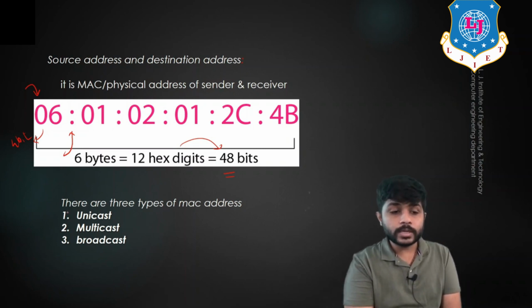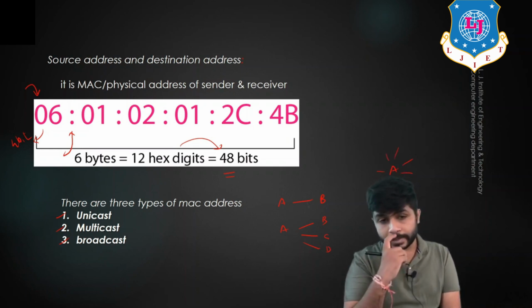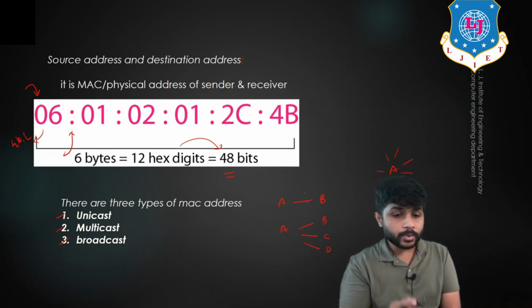Now there are totally 3 types of MAC address: unicast, multicast and broadcast. What is unicast? Unicast means 1 to 1. What is multicast? Multicast means 1 to many. So A can send data to multiple devices. And broadcast means 1 to all the devices which are present in the network. And you can find the unicast, multicast and broadcast MAC address by seeing the MAC address only. How can you find that?